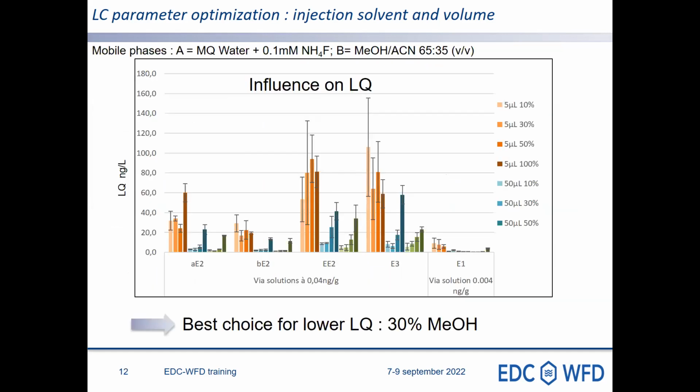And here once again we pursue the importance of this condition. Here you have different tests with 5 microliter and 50 microliter injection volume, depending on the level and the content of methanol. What you can see in this graph is that the best compromise was to have 30% methanol and not necessarily the big volume injection. And it really makes a difference.